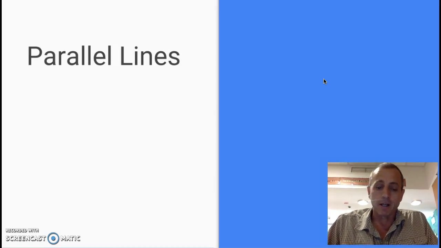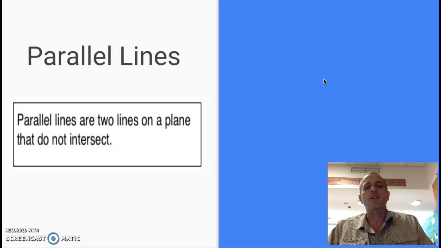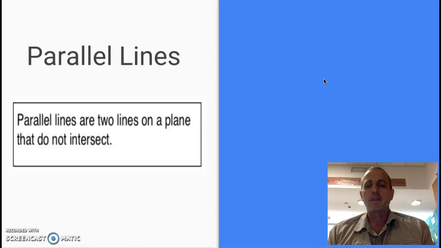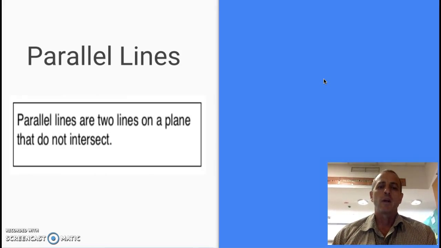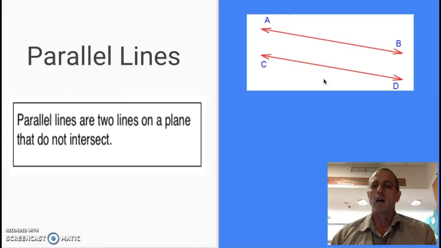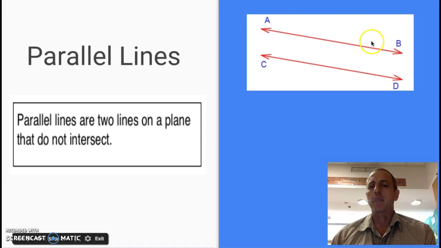Then we have parallel lines. Well, what are they? Parallel lines are two lines on a plane that do not intersect. So here we have two lines. This is line AB and line CD, and these two lines will never cross. They're parallel. And actually, sometimes a mathematician will put a dash here, maybe one or two dashes, and same on this line to show that they are parallel to each other.